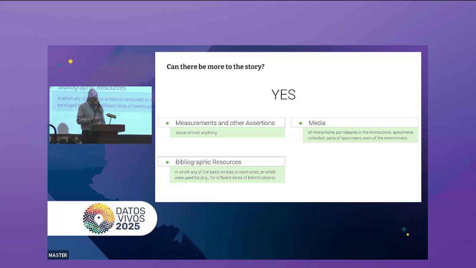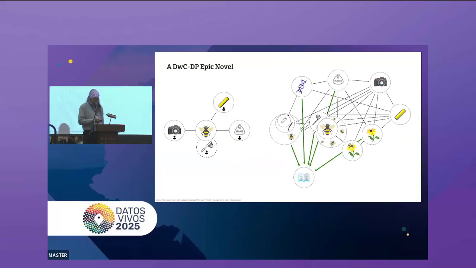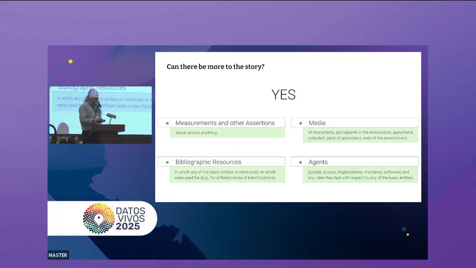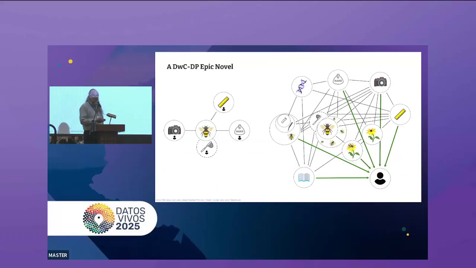And can we do resources? Can we say what we made our identifications based on? Sure, we can do that. And so we can add bibliographic resources connected to all kinds of things, for example, where the sequence was mentioned. Okay, and agents, I already mentioned them. We add a whole bunch more arrows. Okay, so you can see why we call that the epic novel instead of the detective short story.